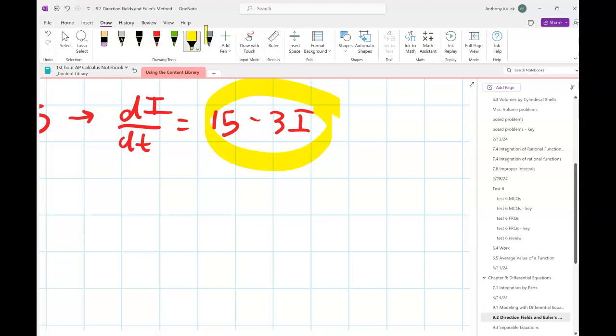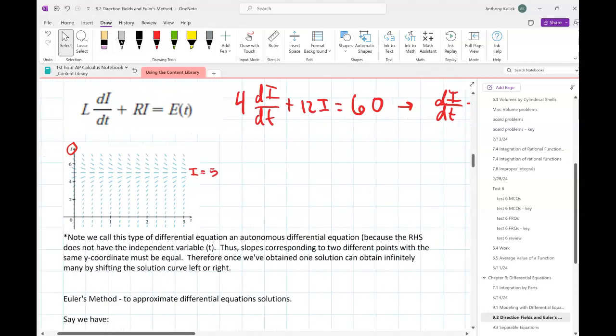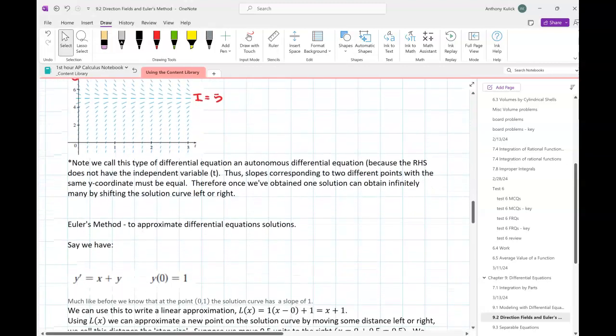Everybody's okay? So again, you can find these equilibrium values just by figuring out where the differential equation is equal to 0. That should be reflected on a slope field where you should see the horizontal pieces, the flat slopes. Okay.